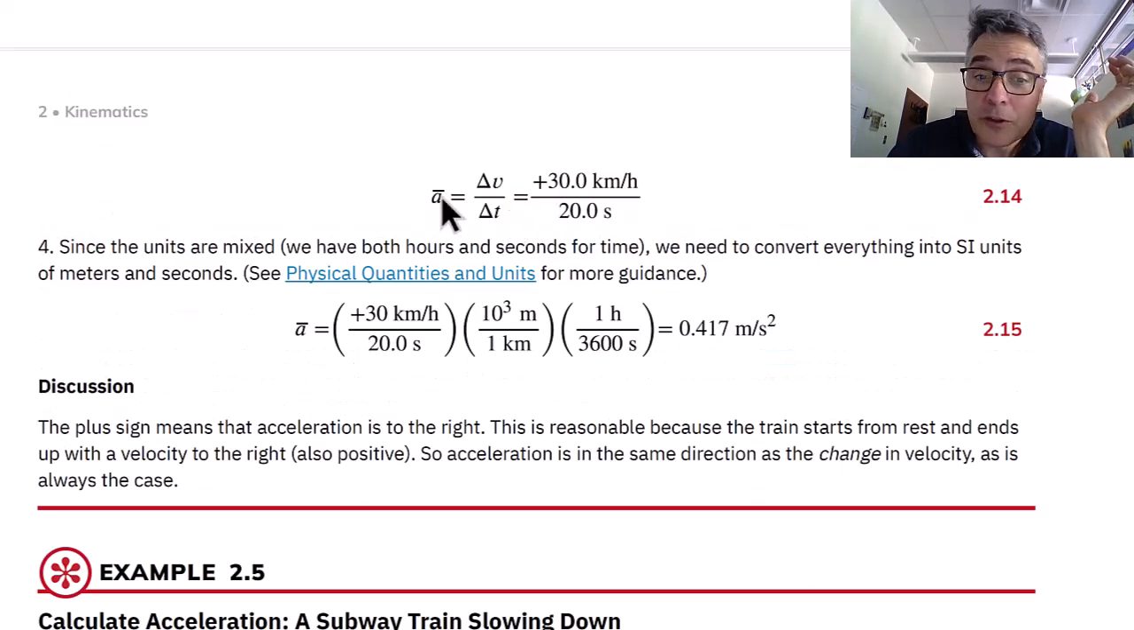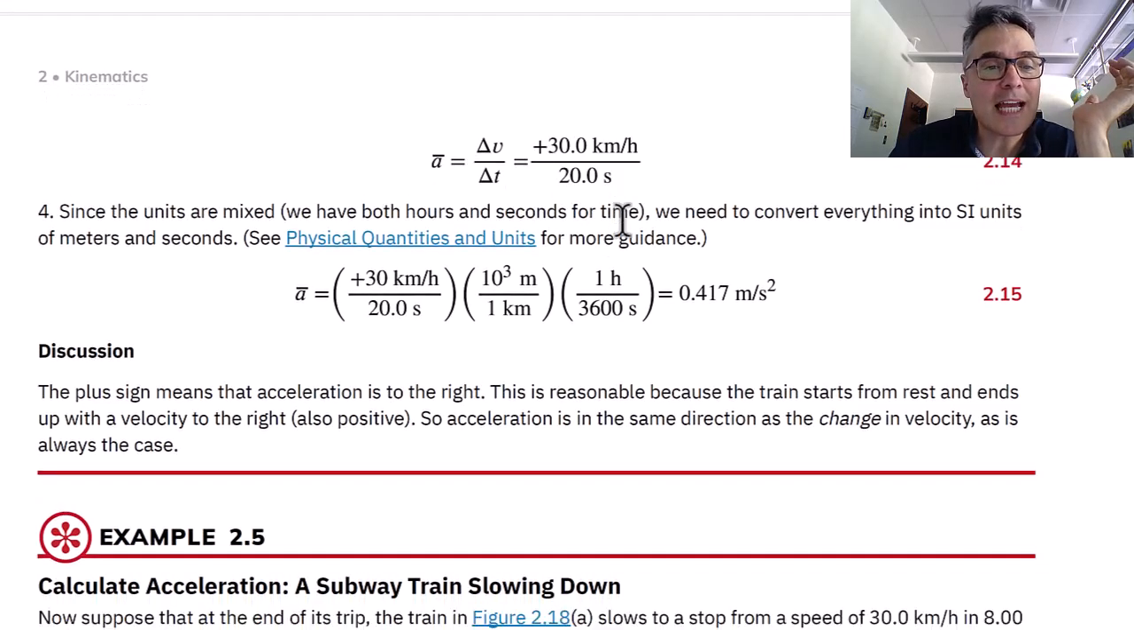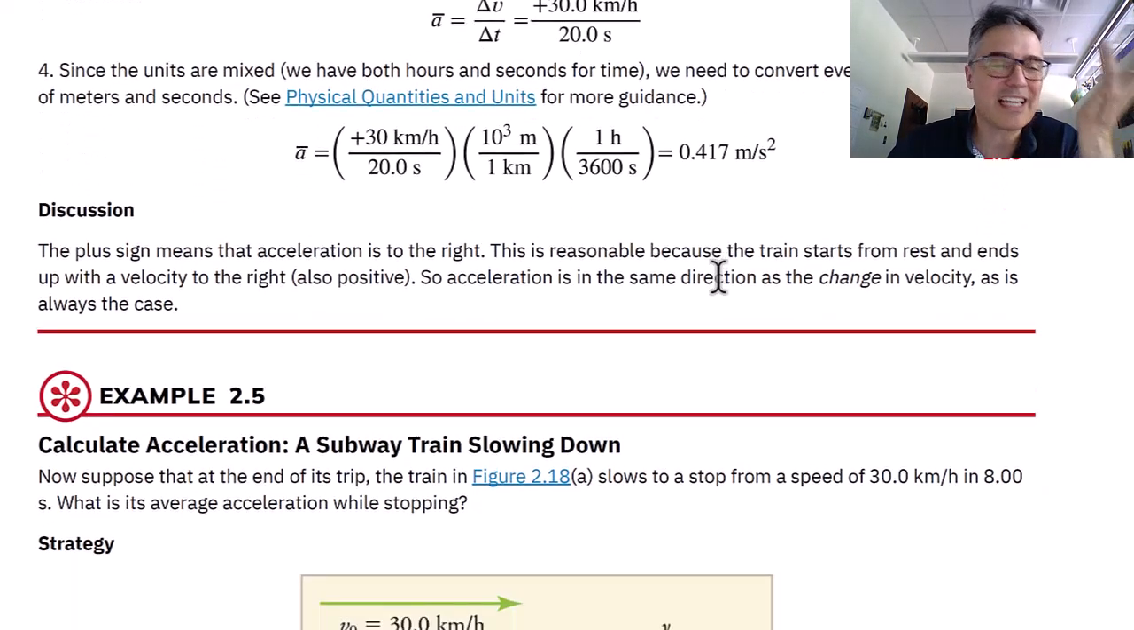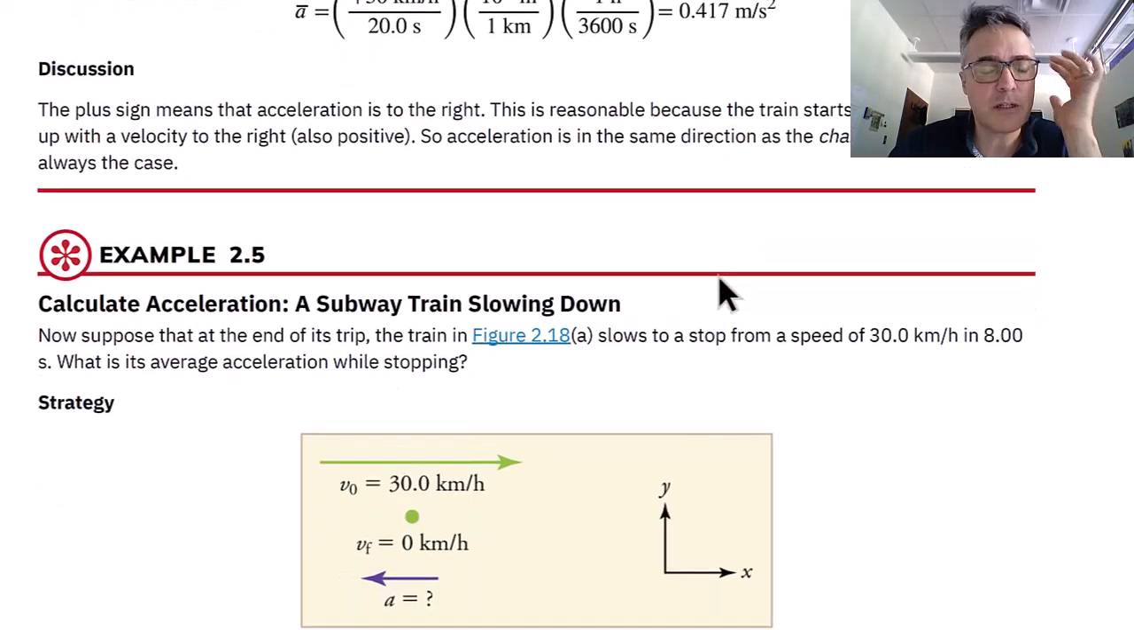There are some important unit conversions. Delta v here is 30 kilometers per hour over 20 seconds. You're going to have to convert kilometers to meters and hours to seconds to get meters and seconds. You're trying to get all the units of distance in meters and all the units of time in seconds to calculate things, and they're called SI units, the Système International.